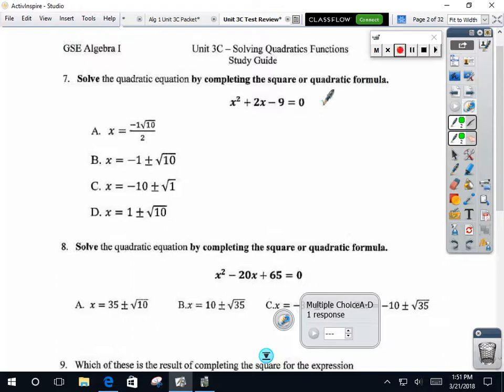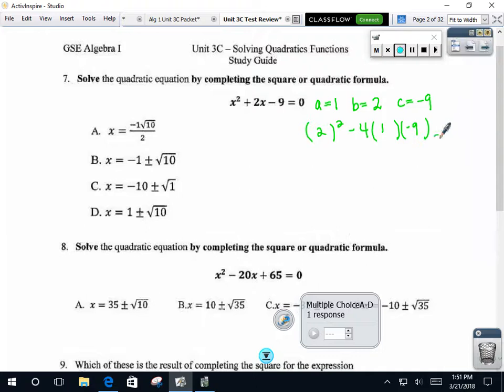So the first thing I need to do is identify the A, B, and C. The A is 1, B is 2, C is -9. Then once you've done that, you take care of the discriminant, that formula under the square root, b squared minus 4ac. B is 2, A is 1, C is -9. You type that in and you get 40.